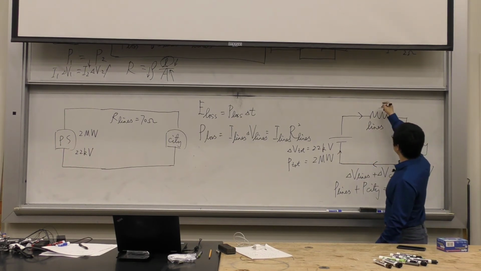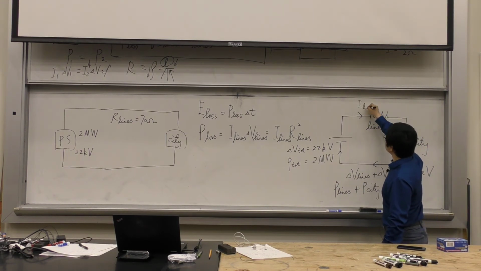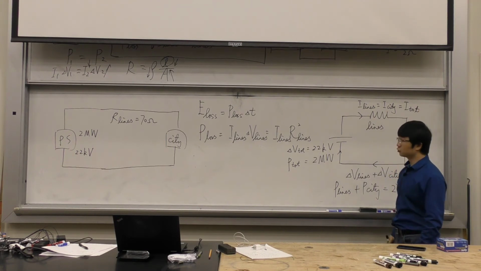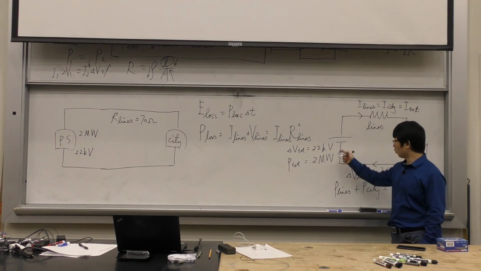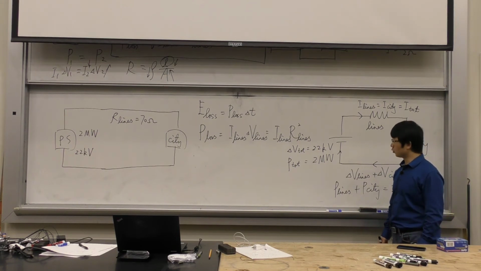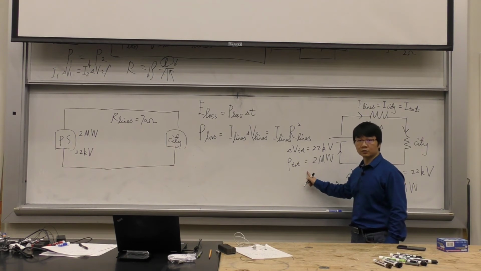So this is called I lines, I city. They are the same because they are connected in series, and that's going to be equal to the current total from the battery. Can you find the total current from the battery? Yes, you can. You can use these two numbers, right?